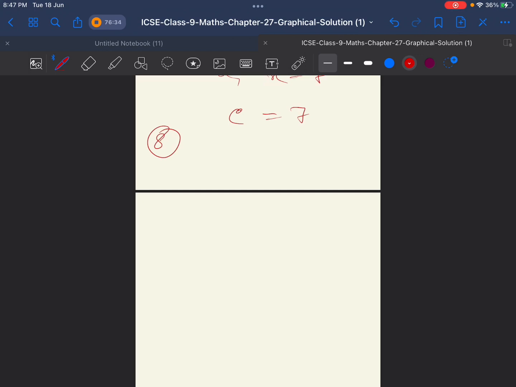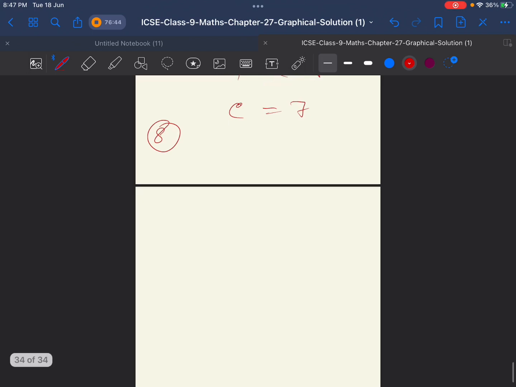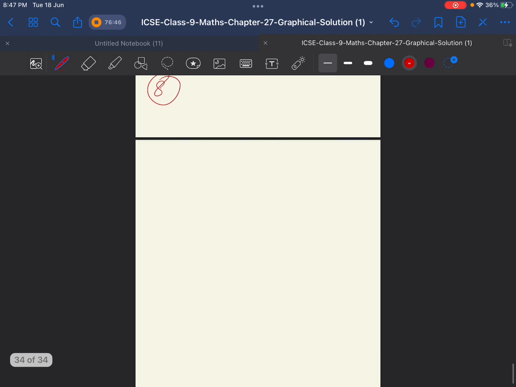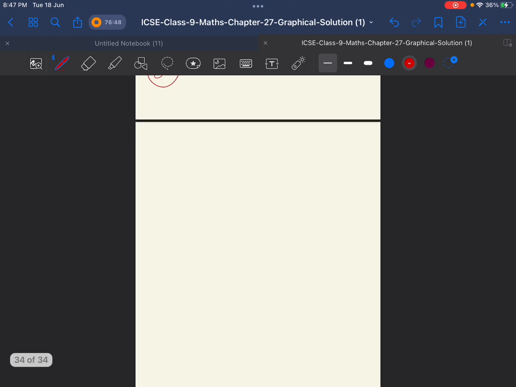Question number 8. A straight line passes through the points 2, 4 and 5, minus 2, taking 1 centimeter equals 1 unit. Mark these points on a graph paper and draw the straight line through these points. If points m, minus 4 and 3n lie on the straight line drawn, find the values of m and n. So first we plot these points 2, 4 and 5, minus 2 in a graph.